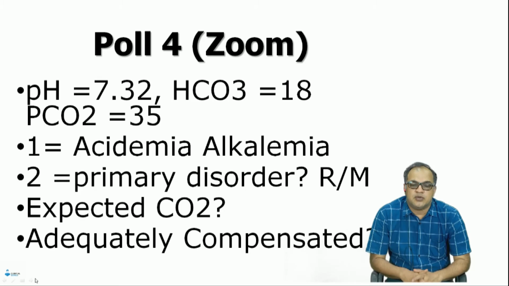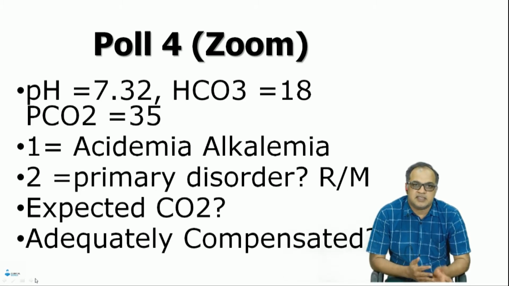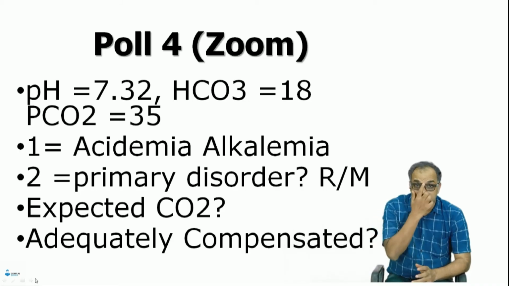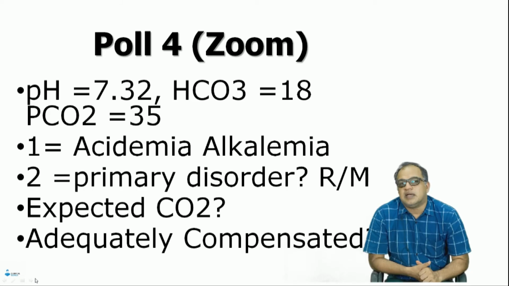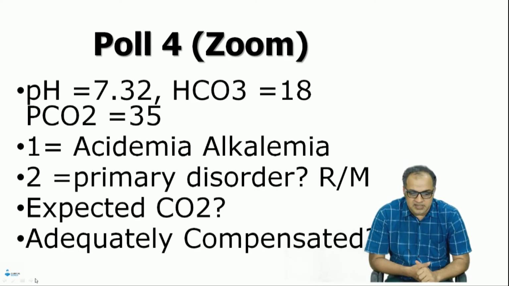pH is 7.32, bicarb is 18, PCO2 is 35. First question, is it acidemia or is it alkalemia? Obviously, pH is less than 7.4, it is acidemia. No confusion for that. What is the primary disorder? Bicarbonate is 18. 18 means less than 24. It is more towards metabolic. So it is a primarily metabolic disorder.